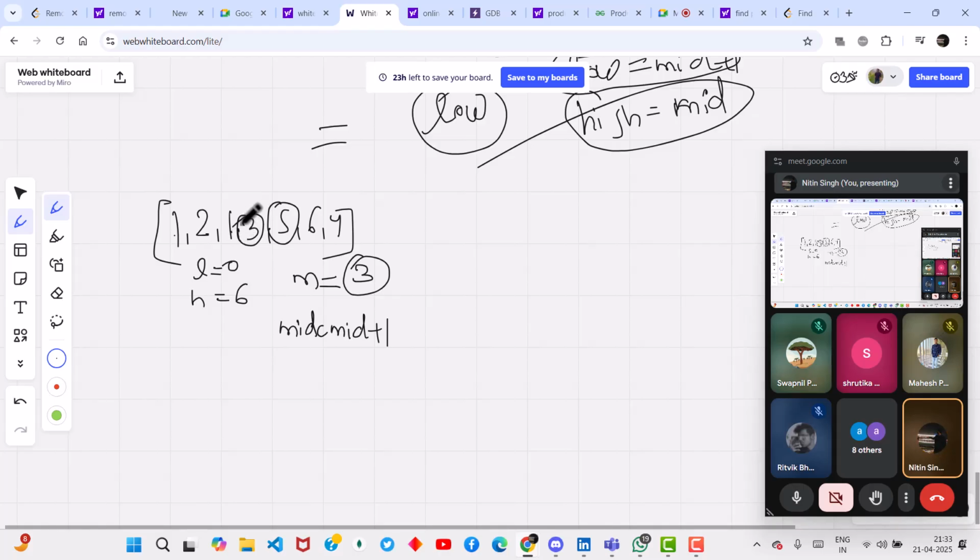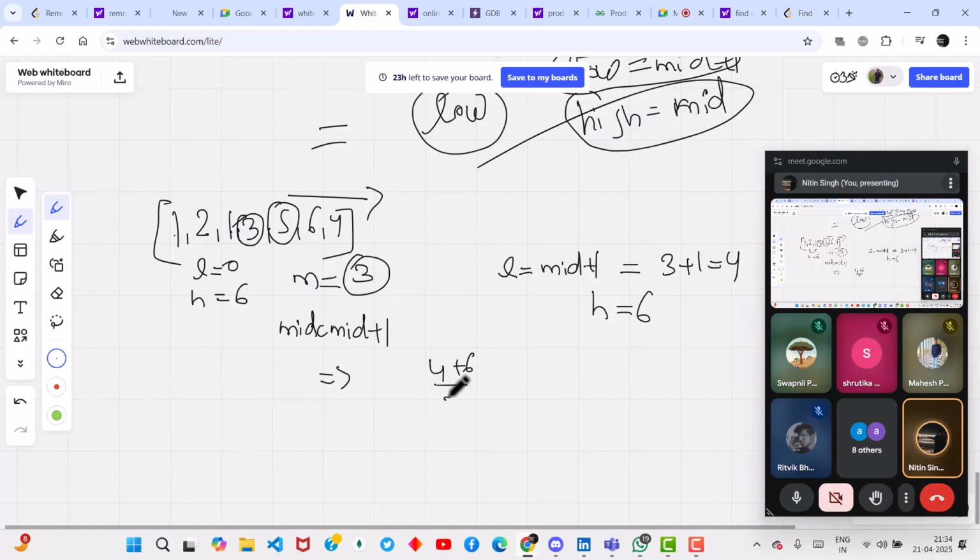So to move in the right part of my array, low will be equals to mid plus 1. So my current mid is 3, low will be equals to 3 plus 1, and that becomes 4. And high is 6 still. In the next iteration, my next mid will be equals to 4 plus 6 by 2, and that means 5. 0 1 2 3 4 5. I have 6.